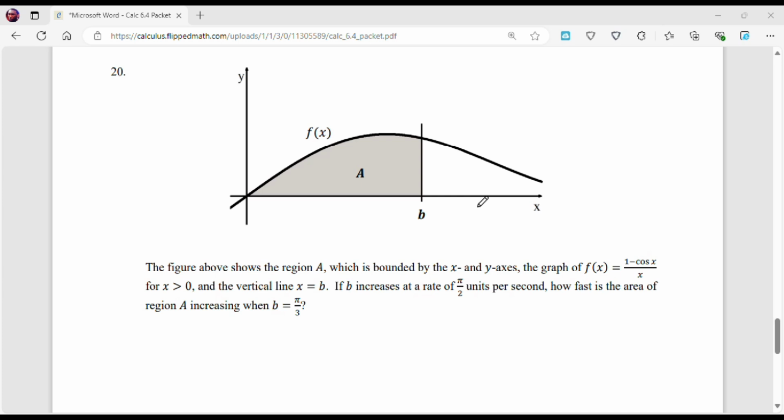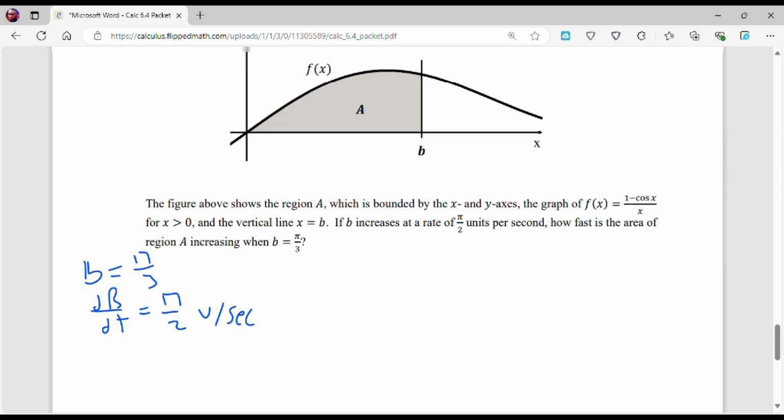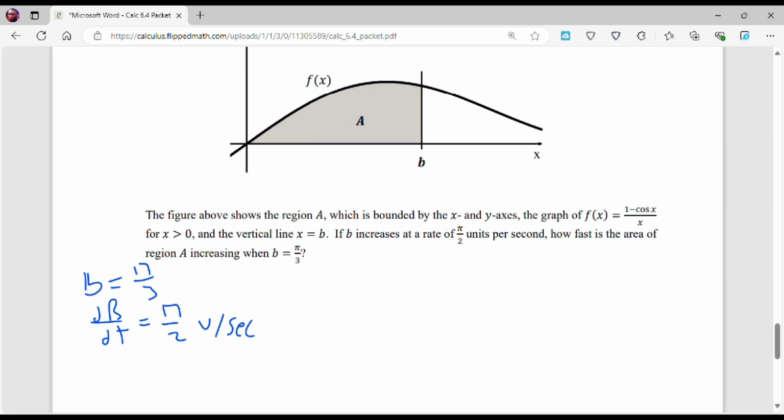Okay, so let's write what we know. b equals pi over 3, and it says b increases at a rate of pi over 2 units per second. Just that's fine like that. And it's asking how fast is the area increasing. So dA/dt is what we're solving for.